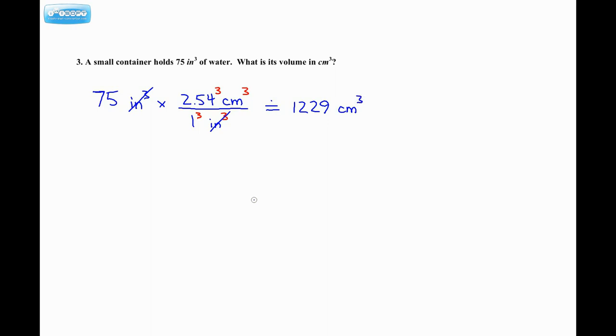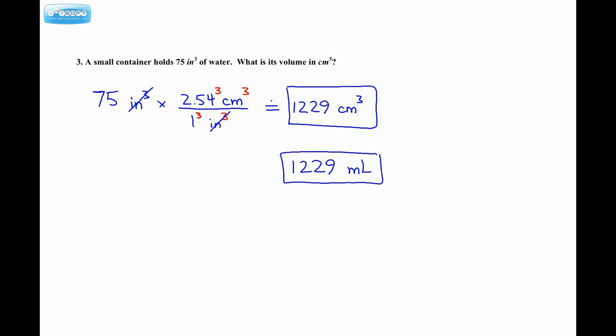Okay, and here, I'll put a box around that. You could also express this in milliliters. Okay, so that would be, it's a nice thing about the metric system. There you go. Both of those would be acceptable.